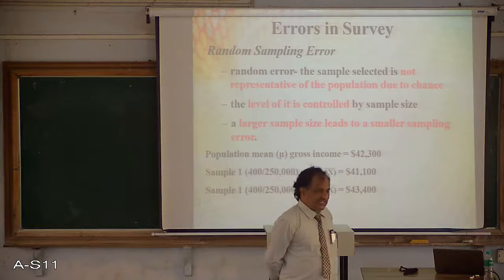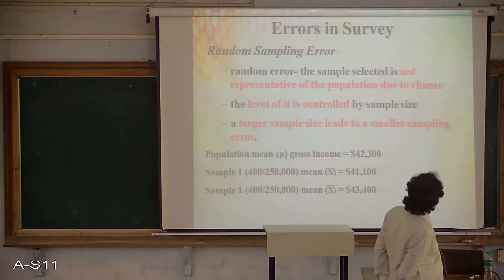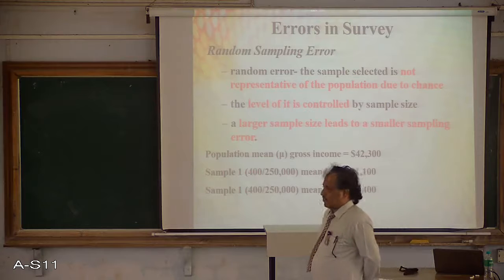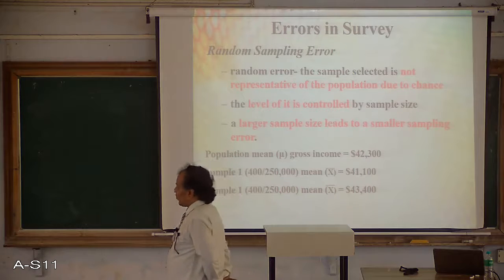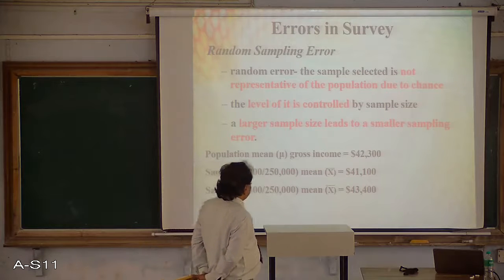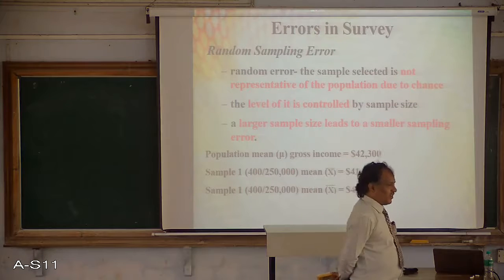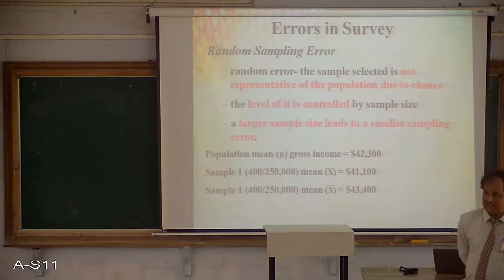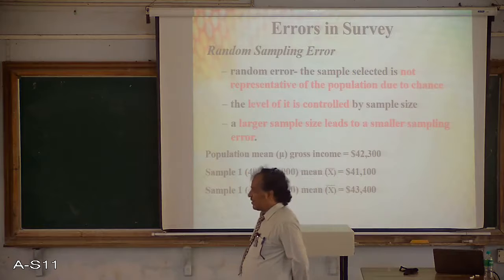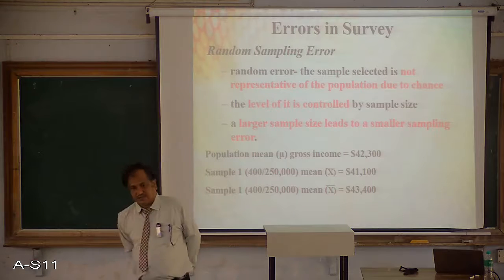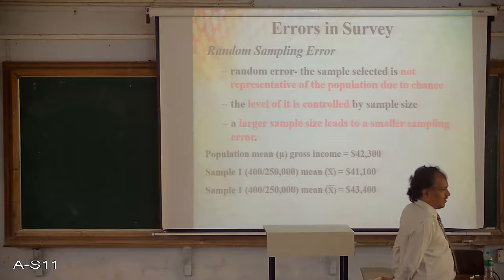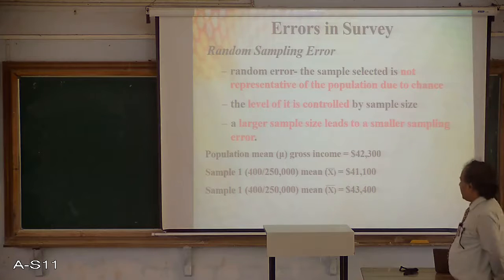So how to control this random error? We can control this random sampling error by sample size. If you go for more sample size, probably the error can be less. The larger sample size leads to smaller sampling error. In order to reduce the error, you have to go for larger sample size. So instead of taking feedback from 2 students, it is better to take feedback from 10 to 15 students. In that case, the quantity of error is going to be controlled.